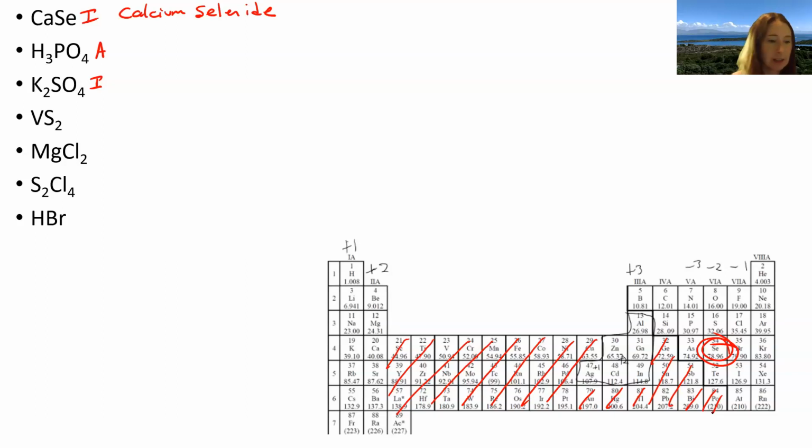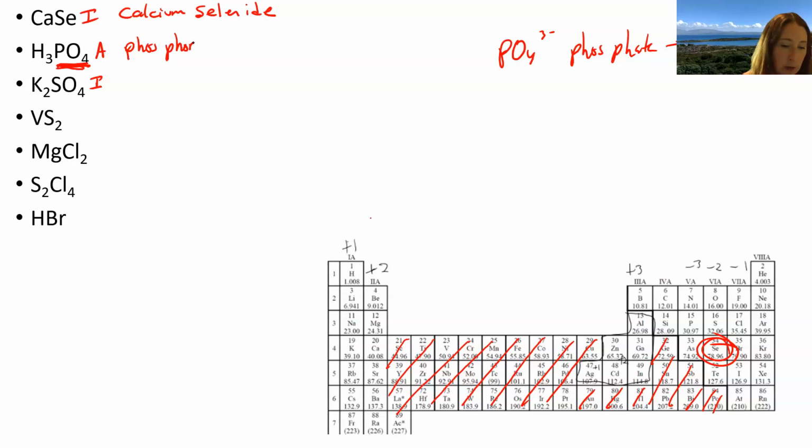H3PO4, acid. I know that phosphate is PO4 3 minus. So phosphate becomes an -ic, because -ates become -ic. So this is phosphoric acid. Okay, next one.